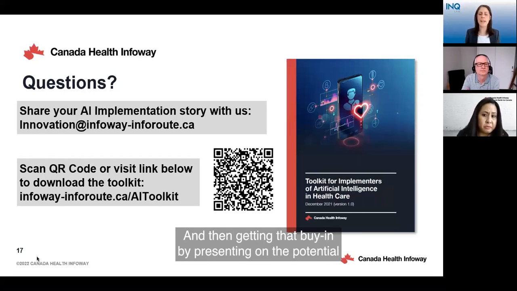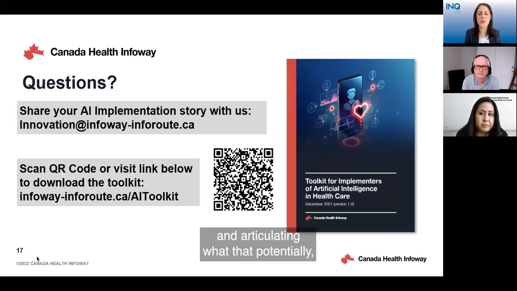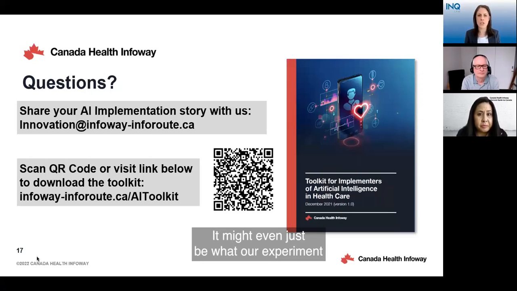And then getting that buy-in by presenting on the potential of artificial intelligence to the senior leadership team and articulating what that potentially looks like. I don't want to say overall strategy or enterprise strategy, because it feels too big. It might even just be what our experiment strategy is going to look like.